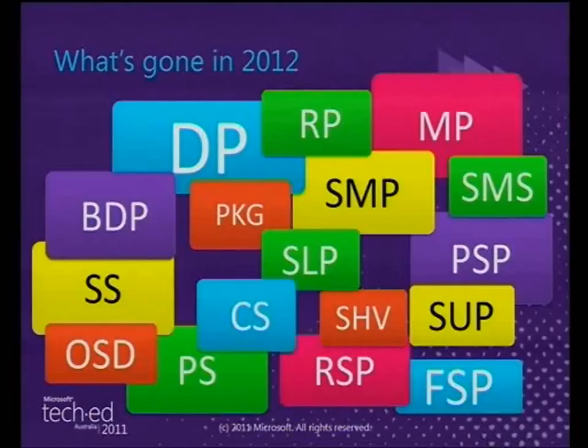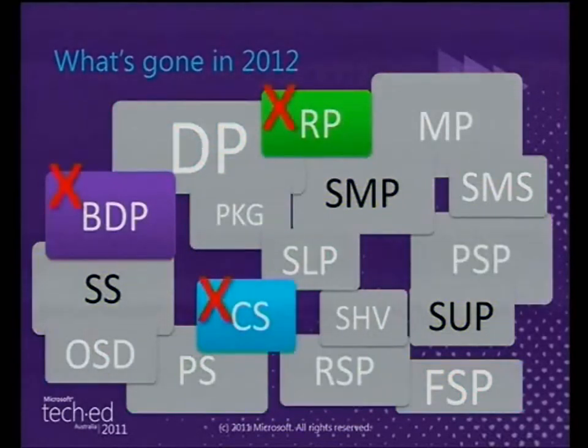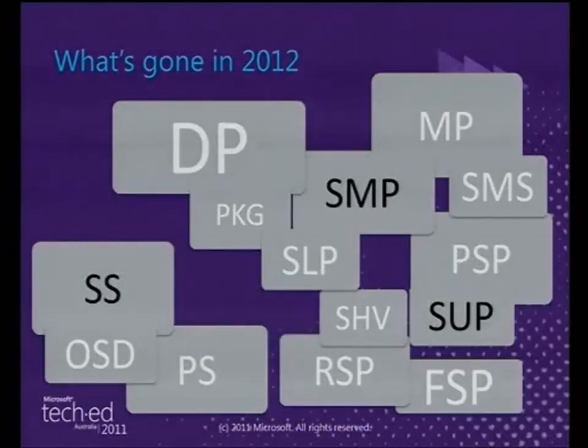So what's gone? Well, the reporting point, gone. Reporting services point still there. You can do reports through that. Branch distribution point, also completely gone. So, yeah, woo! The late 80s, early 90s hip-hop band, Boogie Down Productions, can get their acronym back finally. And central site, that concept of the central site is also gone because you can't have multi-tier primary sites anymore, so you can't have a central site at the top.